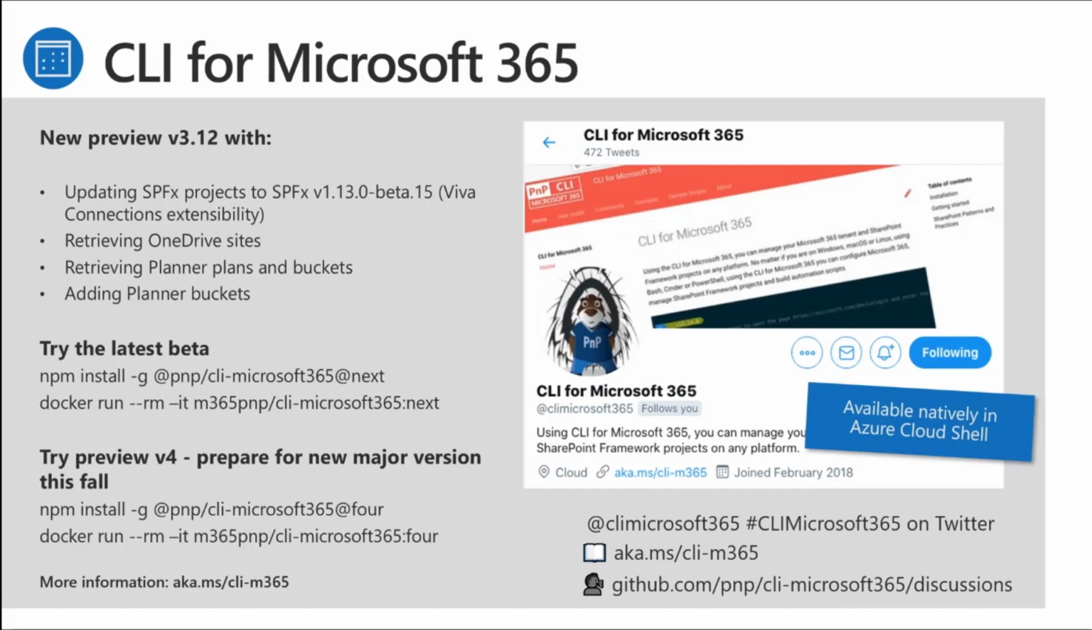You could retrieve OneDrive sites, retrieving planner plans and buckets, and then adding planner buckets as well. You can always install the latest beta, npm install -g @pnp/cli-microsoft365@next. You could also install a Docker container that has the CLI ready to go in it using the command there. And you could try a preview of version 4, looking again to have a release this fall with npm install -g, all that stuff at 4 will get you the version 4 preview there.